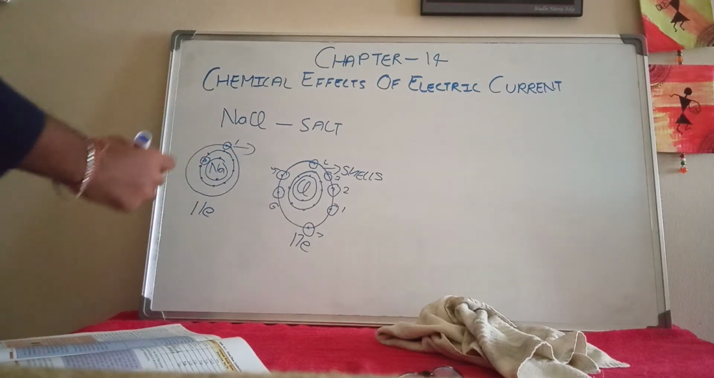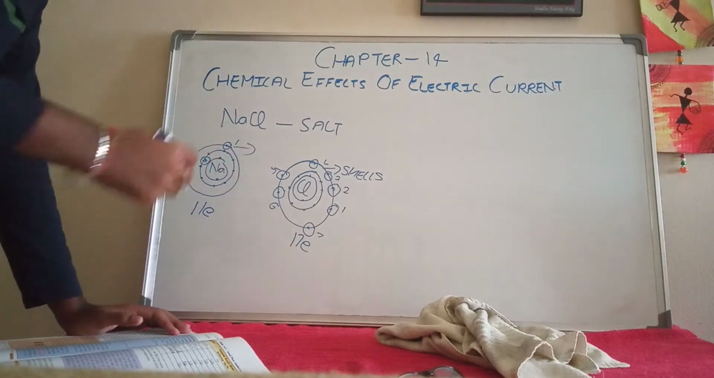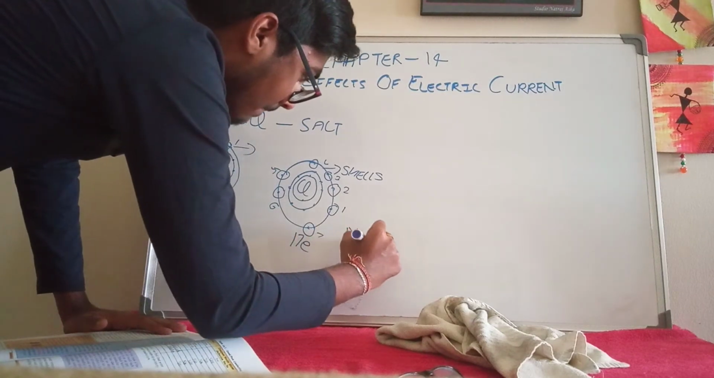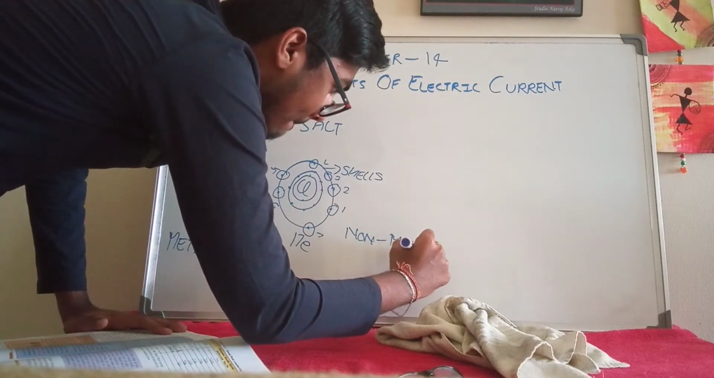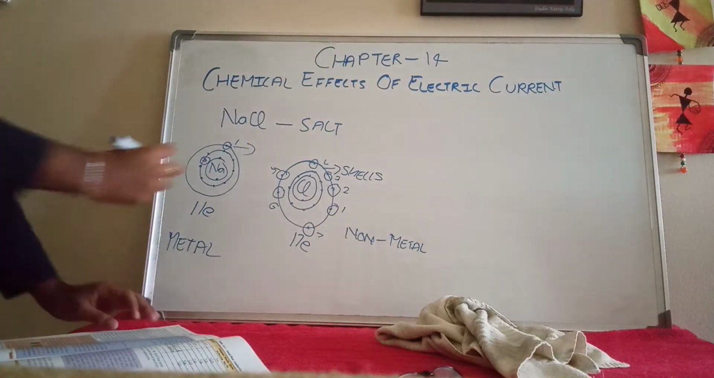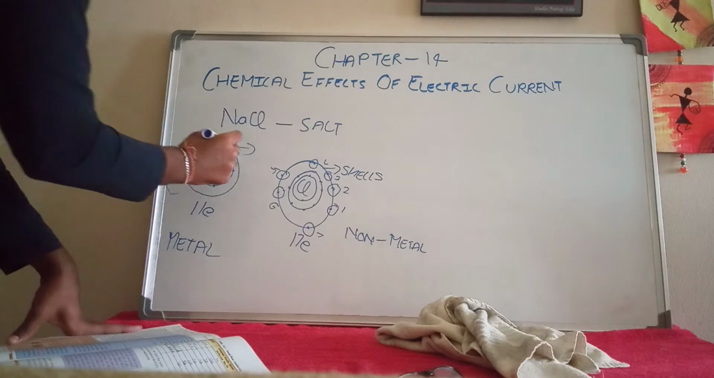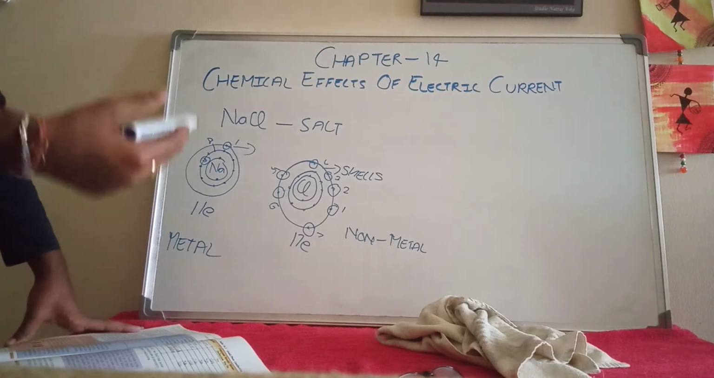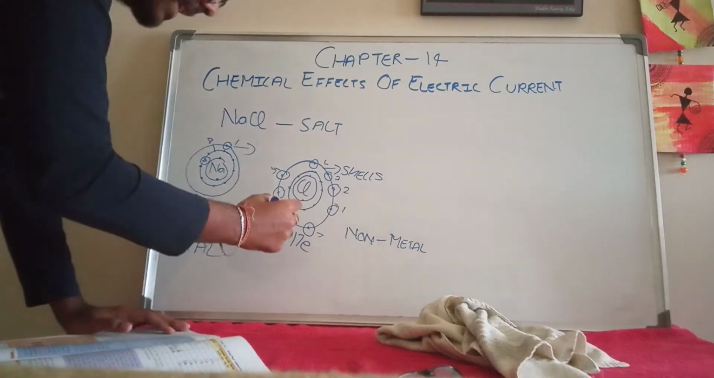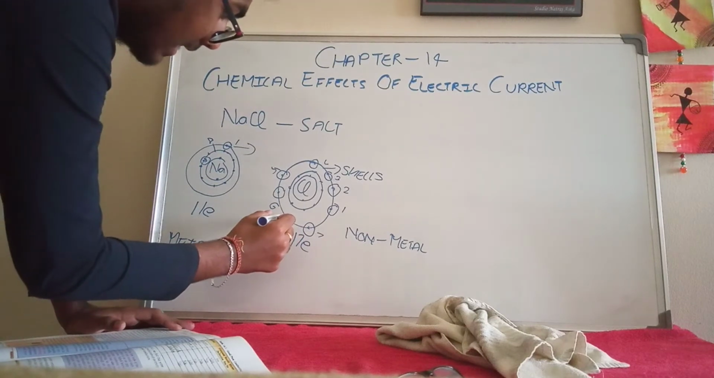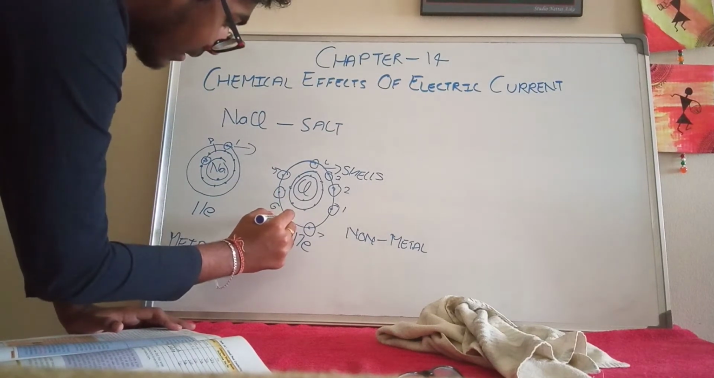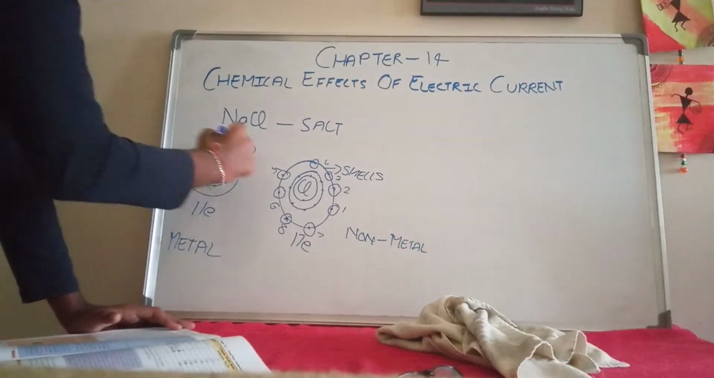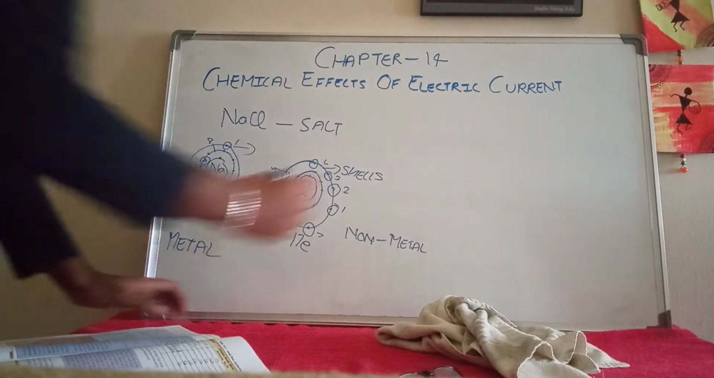Do you understand? This means sodium can lose 1 electron. Sodium is a metal, and chlorine is a non-metal. Metals can lose 1 electron because they only have 1 electron in the outermost shell. If they lose that, then the inner shell has 8 electrons, so it becomes balanced and stable. In a non-metal, chlorine only needs 1 extra electron. If it gets that, it becomes 8. So both atoms have 8 electrons.